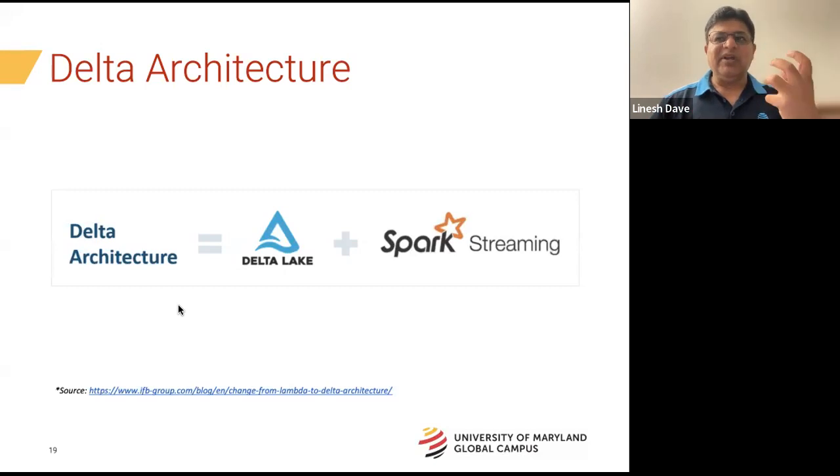Delta Lake is bringing that efficiency in your data, the quality of your data, the way you're going to be reading and writing your data, and then add to that the processing power of Apache Spark. How cool is that, right? That's what the Delta architecture is doing.